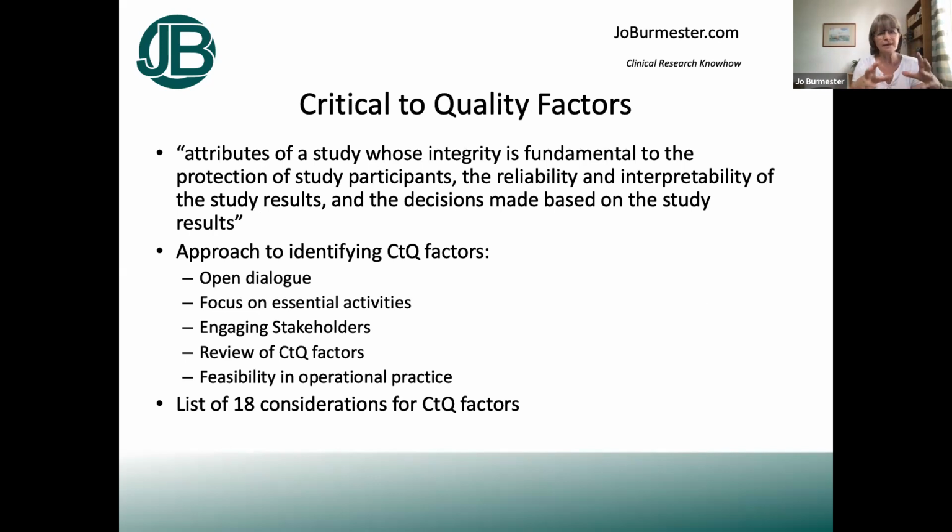So what they're saying that organisations need to implement in terms of identifying critical to quality factors. So these are the things that the regulators are going to be looking for when we say we're implementing ICH E8. Open dialogue, so a culture of open dialogue, focusing on essential activities. And there really is quite a push from regulators to simplify protocols and to really think about endpoints and really think about the amount of information that we're collecting in a clinical trial.